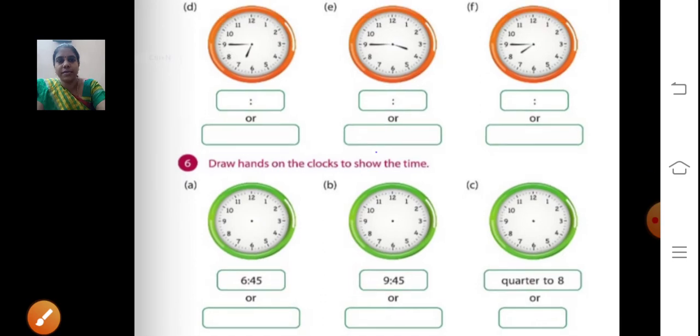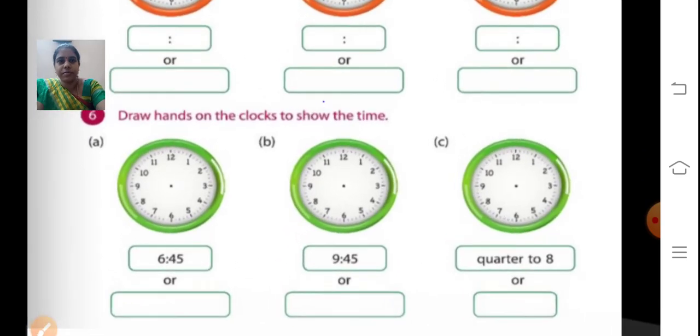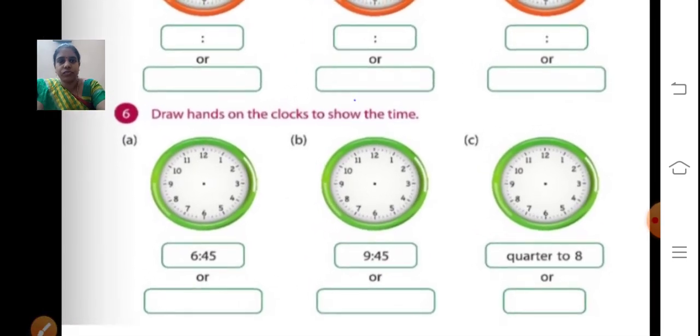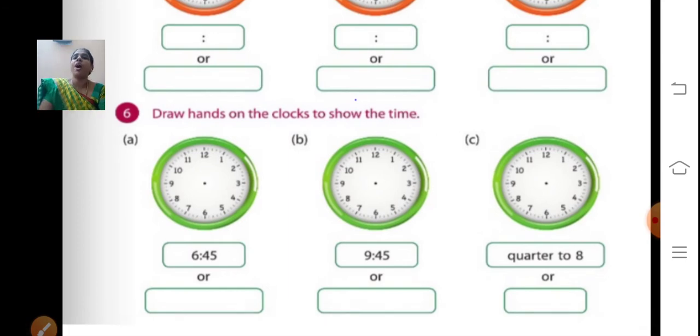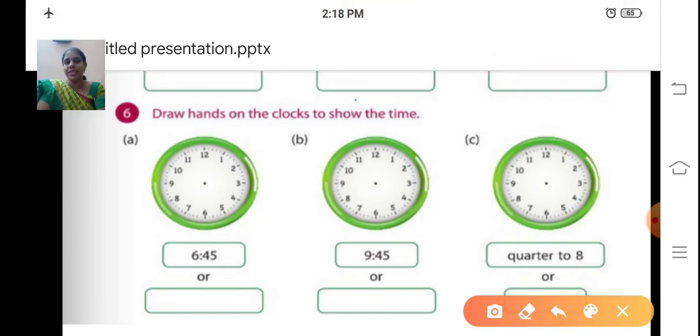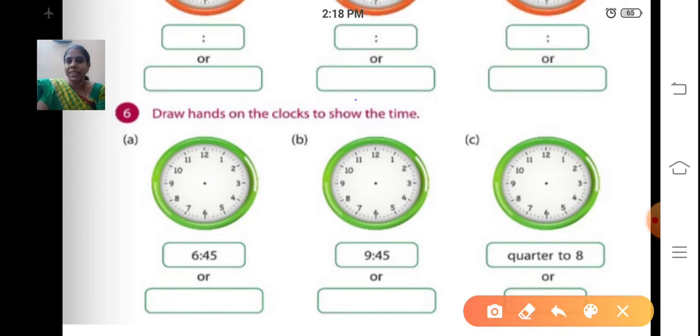Draw hands. Now, draw hands on the clocks to show the time. The time has been given. We are going to draw the hands for that. Shall we? Now, just see what is the time now? Yes, 6:45. What is the meaning of 6? 6 represents the hour hand. That means the smaller hand.